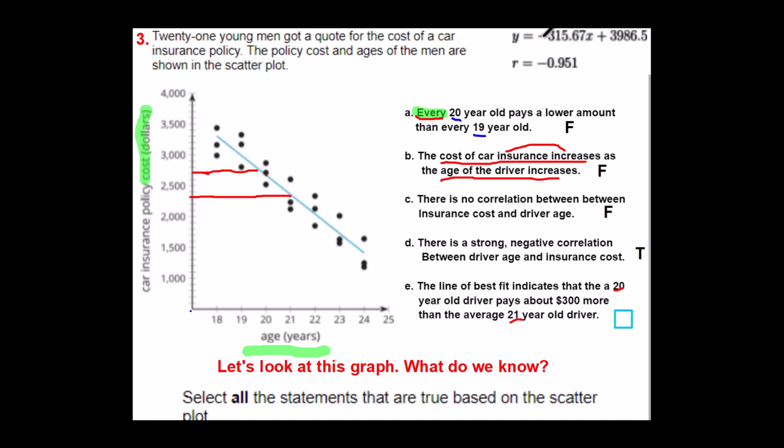So for every increment of 1, that's going to be our slope. It's going to go down $315.67. That is about $300. It's going to go down from 20 years old to 21. So does a 20-year-old driver pay $300 more? Got to think about what that's saying. And that answer is true.